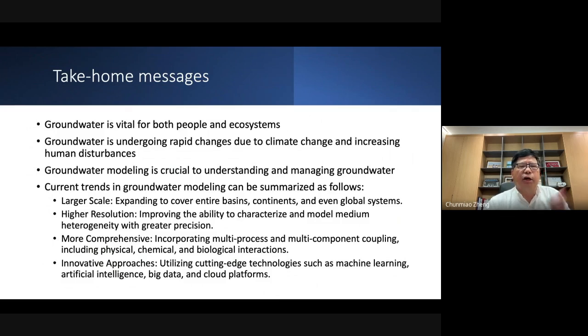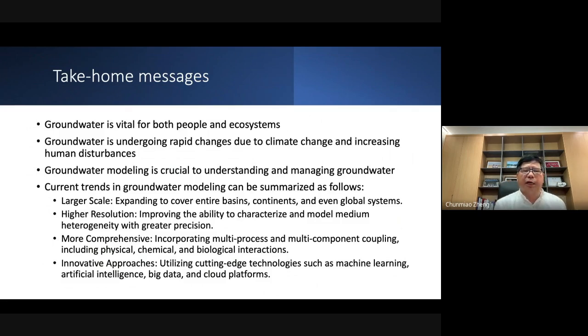And then, as our review paper showed, groundwater is undergoing rapid change due to climate change and increasing human disturbance. Within all of this context, groundwater modeling is one tool that is crucial to understanding and managing groundwater. In terms of the current trend and future direction in groundwater modeling, I can summarize it as the following four points. One is the scale. It's going larger and larger.